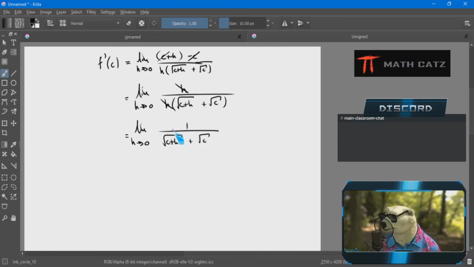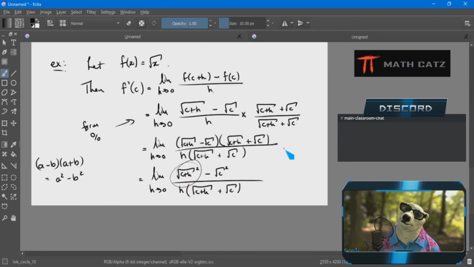Now what is the form of this limit? It doesn't really matter. What matters is it's not dividing by 0 anymore. There's no zeros anywhere in numerator, denominator, nothing. So this is well defined, so to speak. It's defined at h equal to 0. The limit is just going to be what I get when I plug in 0 for h. And then I get 1 over 2 root c, because I have 2 of the square root of c.